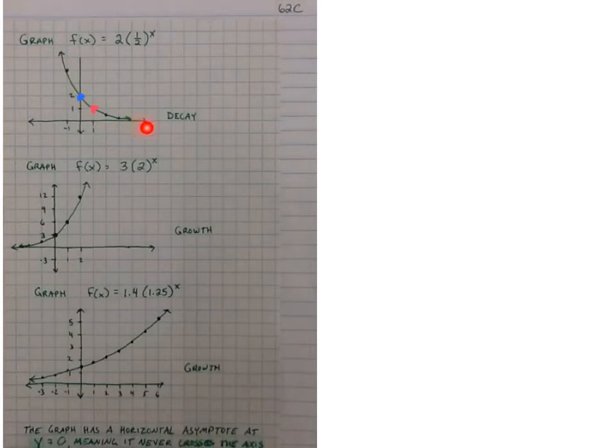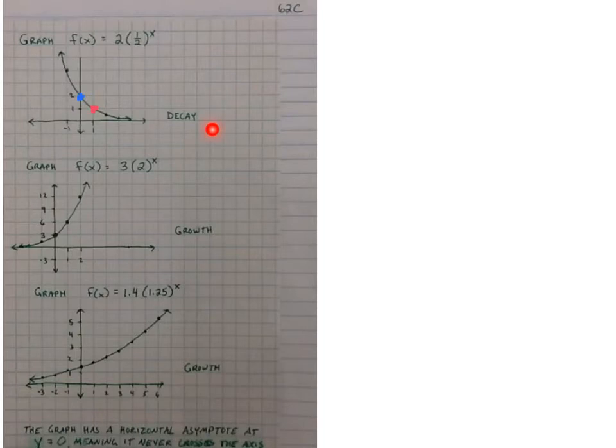It's easiest to plug the values in the table. So negative 1 we plug in for x, and 2 times 1 half to the negative 1 is 2 times 2, which is 4. Because the curve is dropping, or because b is between 0 and 1, we can say it's a decay model.